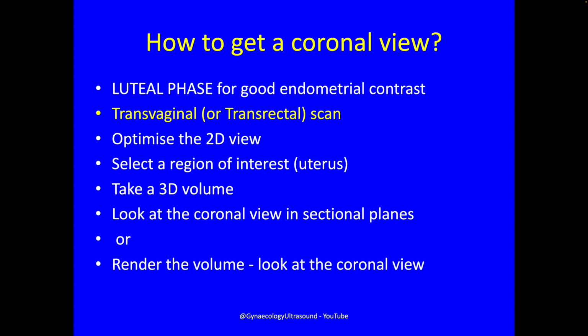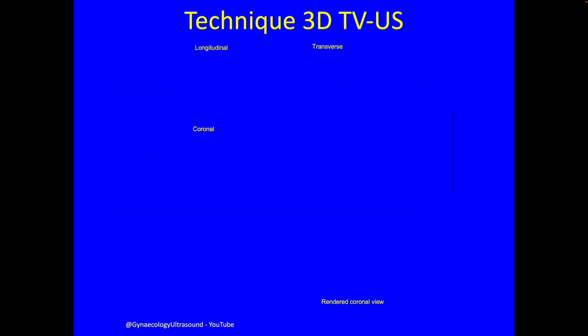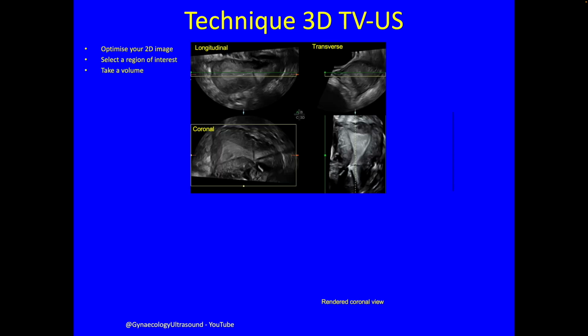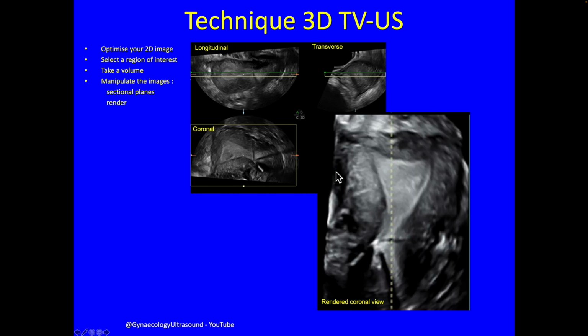You then select a region of interest, in this case the uterus, take a 3D volume, and then look at the coronal view in the sectional planes, or render the volume and look at the coronal rendered view. So there's two ways of doing this. You can optimize your image, select the region and take a volume. This will be displayed on most machines as a longitudinal view, a transverse view, and then a coronal view. This is the uterus on its side, that's the uterine fundus. And then when you render that, it comes out as a rendered coronal view, which you can manipulate in all directions and get really good detail.